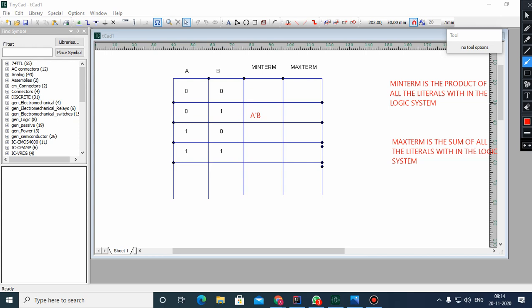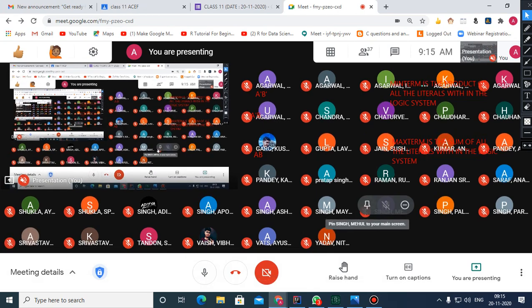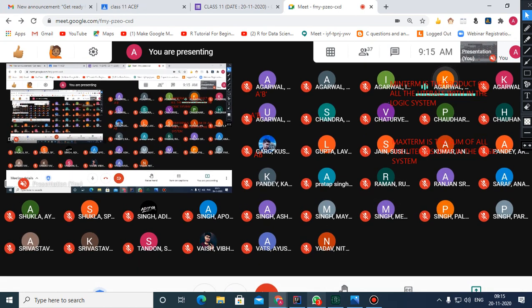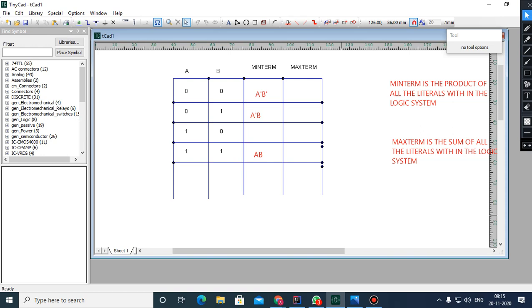And in a similar way, suppose I am picking this one here. So here it is AB, because both the entries are 1. If I am picking this very first one, it will be A complement B complement. Why multiplication? Because minterm is the product of all the literals within the logic system. Any issues, then please tell. Yes, 0 is always represented as complement in minterm.